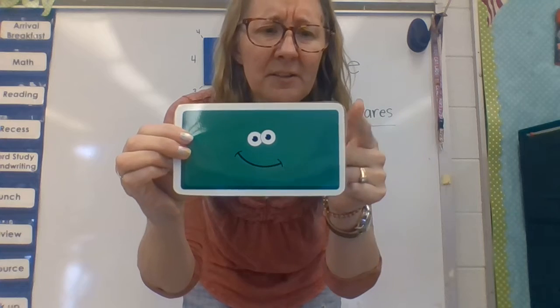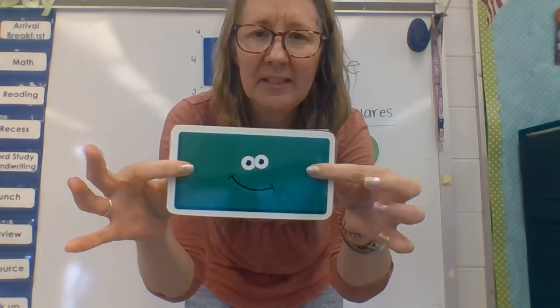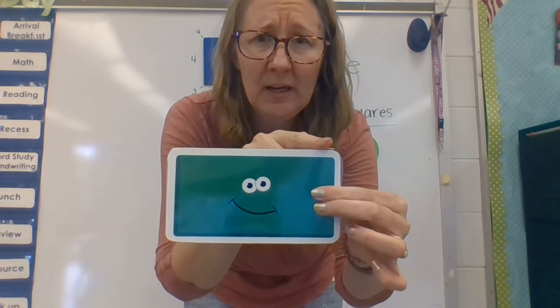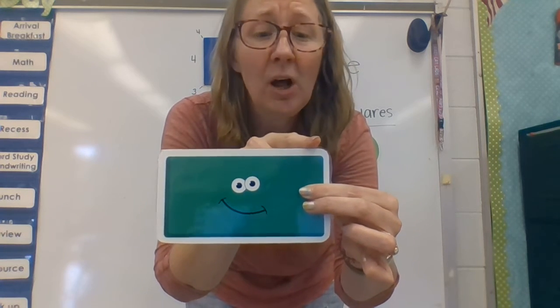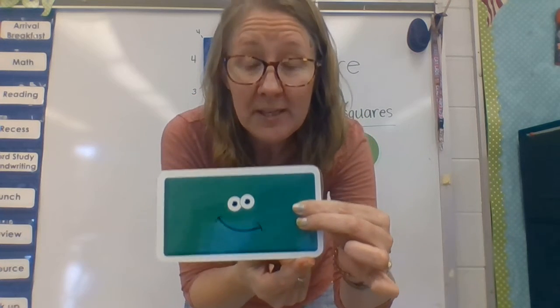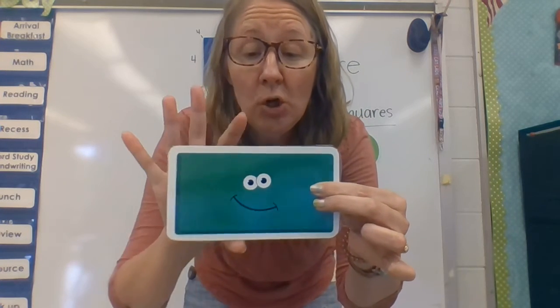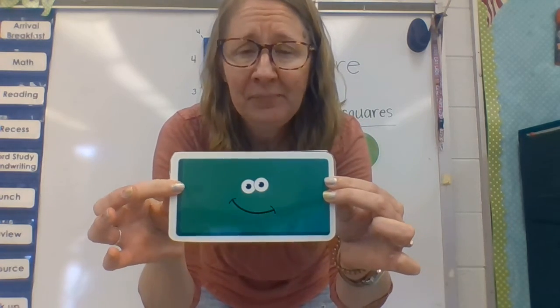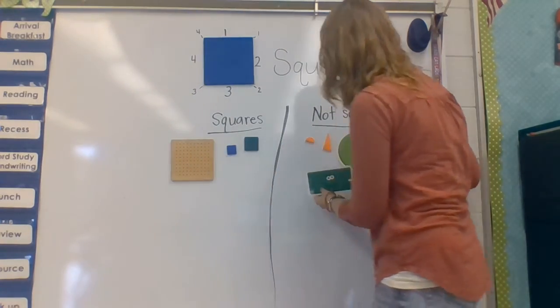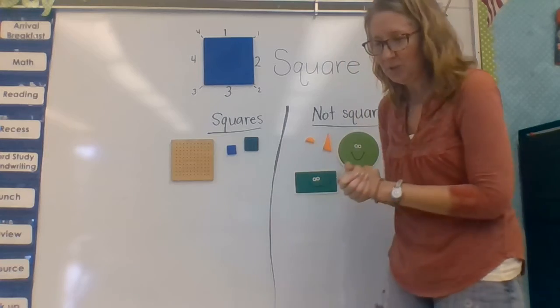Here's a little short side, and here's a little short side. These 2 sides match each other. But what's up here? Is that a short side? No, that's a long side. There's another long side. So this shape has 2 long sides and 2 short sides. It is not a square. It's called a rectangle. All right, but we're going to put him right here because he is not a square.